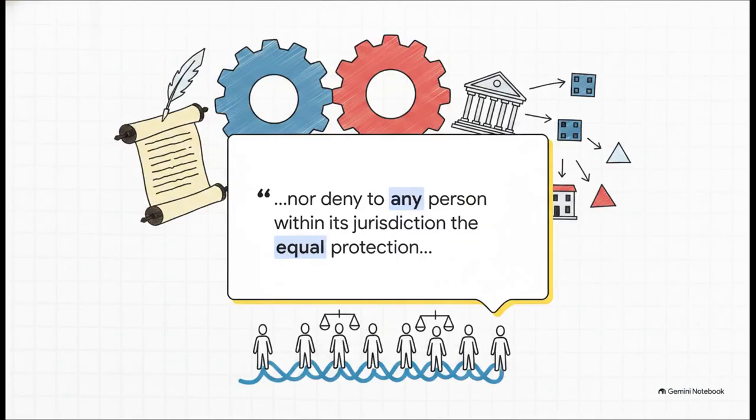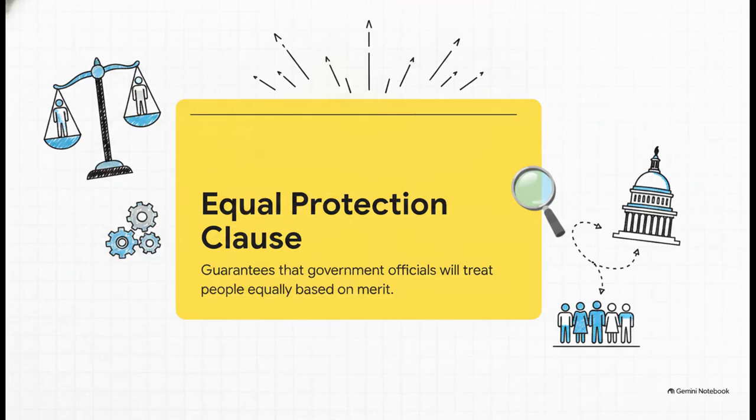But wait, the amendment actually goes even further. Historically, the Supreme Court had ruled that the Bill of Rights only applied to the federal government. But with this text, the 14th Amendment looked right at the states and said, no. You cannot deprive people of due process, meaning fair legal procedures, and you absolutely cannot deny them the equal protection of your laws. You can think of this as your constitutional golden rule for equality.